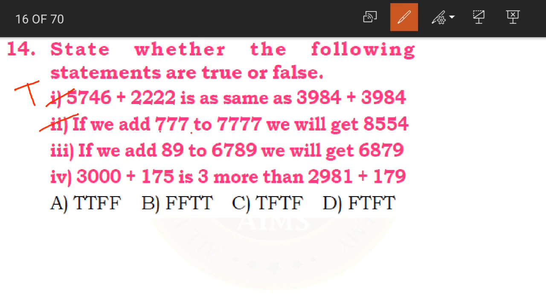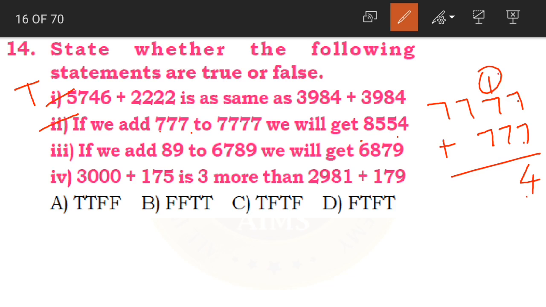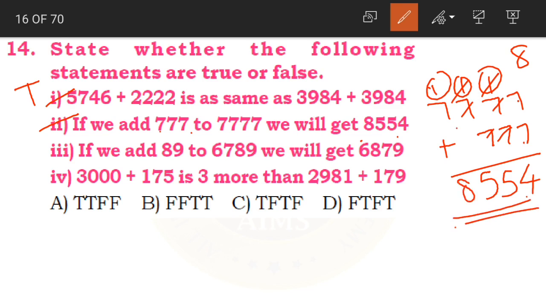If we add 777 to 7777, we will get 8554. 7 plus 7 is 14. 1 here, 4 written down. 1 plus 7 is 8, 8 plus 7 is 15. 5 here, 1 carried. Now again 1 plus 7 is 8, 8 plus 7 is 15, 5 here, 1 carried, 1 plus 7 is 8. What did we get, children? 8554. That is what they have given here. So statement 2 is also true.